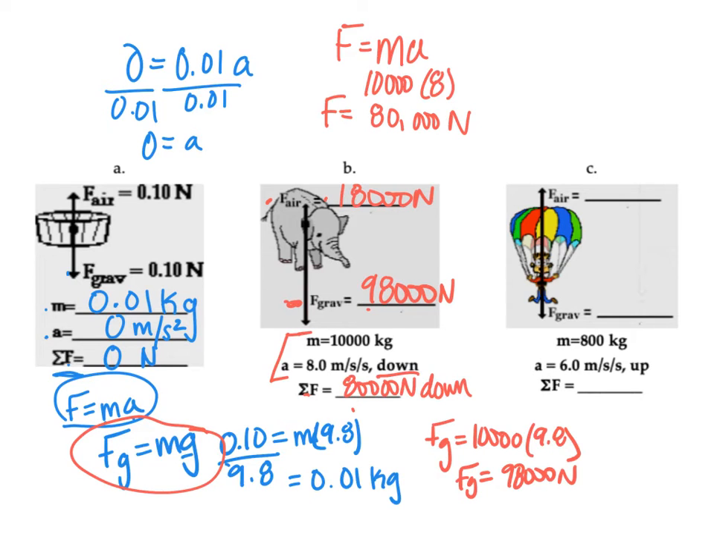it's the same idea as the second one, except now your net force is going to go up because your acceleration is going to go up. So that means your air resistance force, the up arrow, is going to be greater than your force of gravity going down. So that's the key difference between B and C.